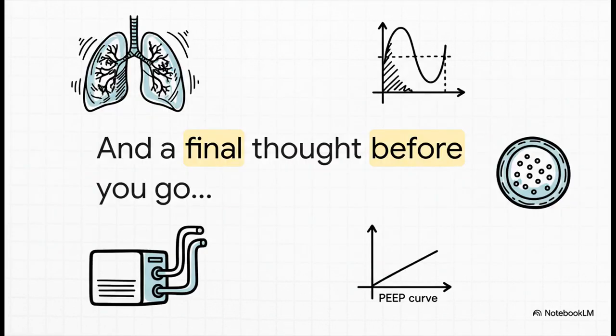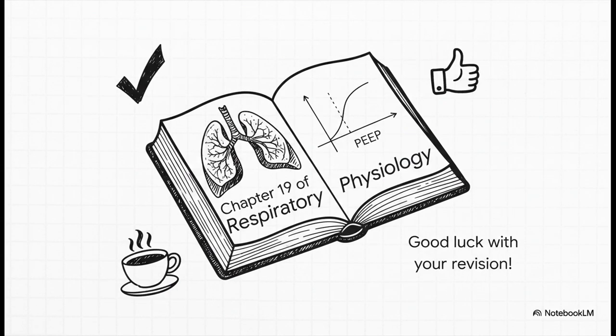And just like that, we've covered the whole story, from the basic definition all the way to our key clinical intervention. So as a final thought, just remember that understanding lung compliance isn't just an abstract exam topic. It explains why we see what we see on the ventilator, it helps us figure out what's wrong, and it guides how we fix it. And if you want to go even deeper, all of this info was drawn from Chapter 19 of Respiratory Physiology. All right, good luck with your revision.